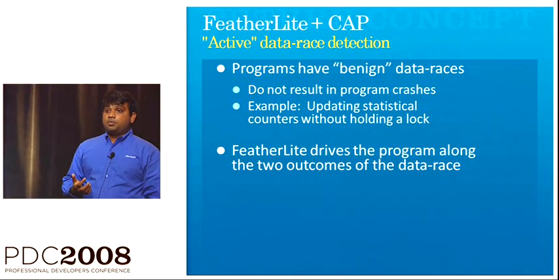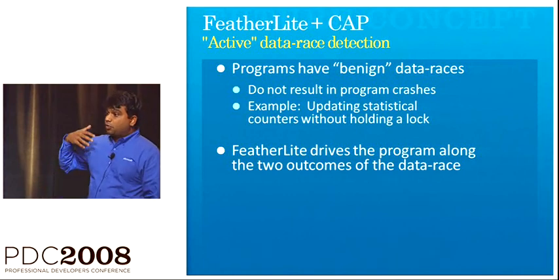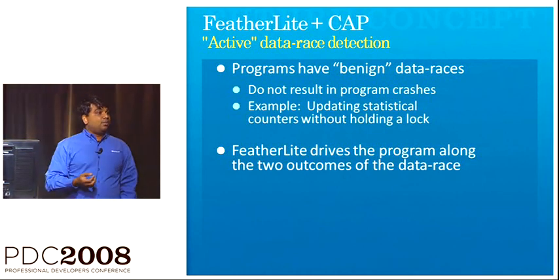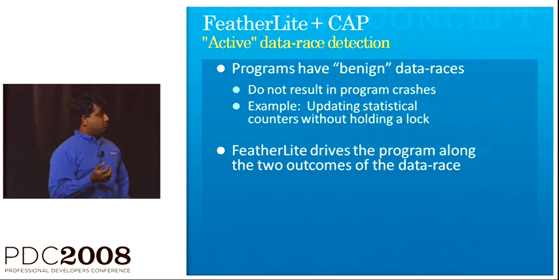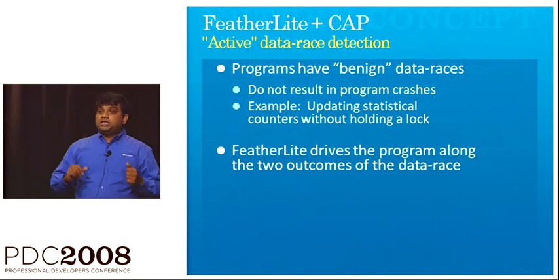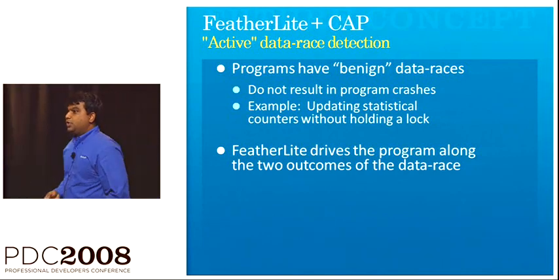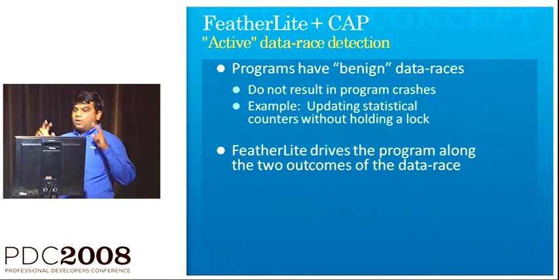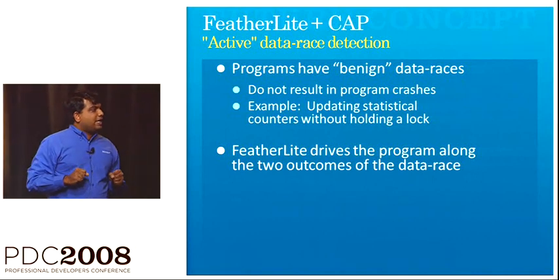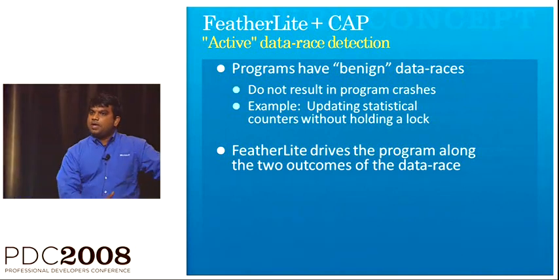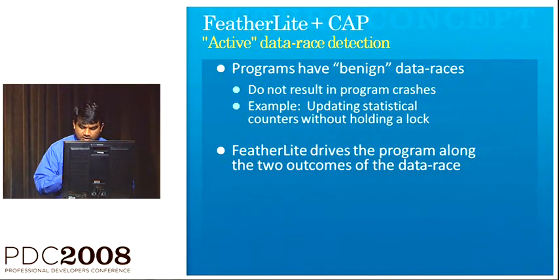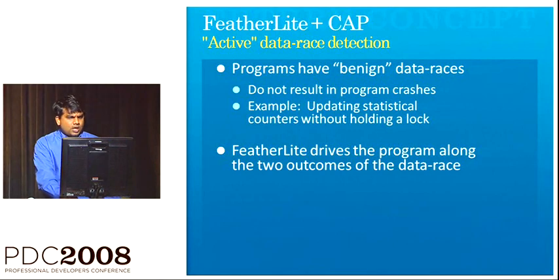There are many data races in your program that are intentional, that the programmer is explicitly adding for performance. A typical example is updating a statistics counter. Yes, there is a data race because of which you might lose some updates here and there, but you don't care. These kinds of errors are called benign data races, and by driving the program along the two interleavings, we can actually prune away all these benign data races. And that's the power of CAP. So that's one tool.